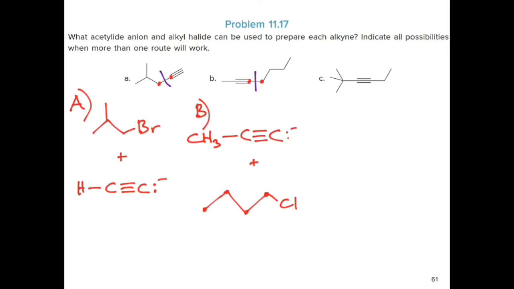A second possibility actually exists for this product. So if you were to label these two carbon atoms right here, then you can have an acetylide ion and also a methyl halide. And so if you have a methyl chloride or a methyl bromide reacting with a terminal alkyne, then you also get this product. So there are two possibilities here.